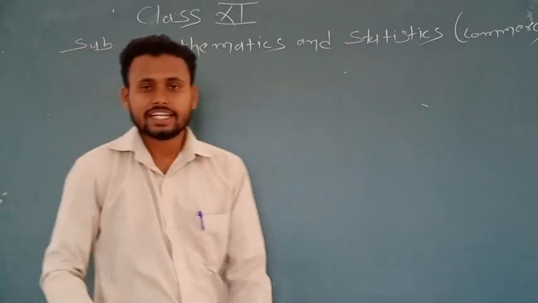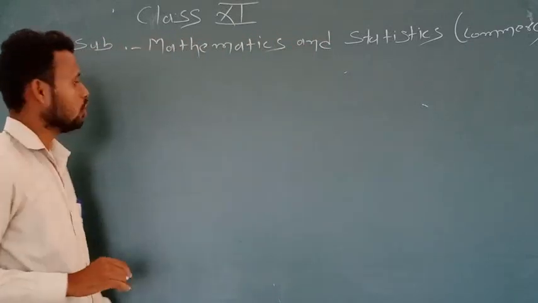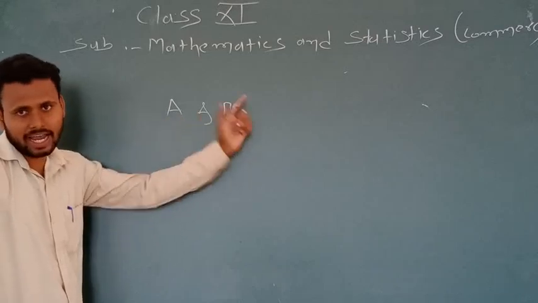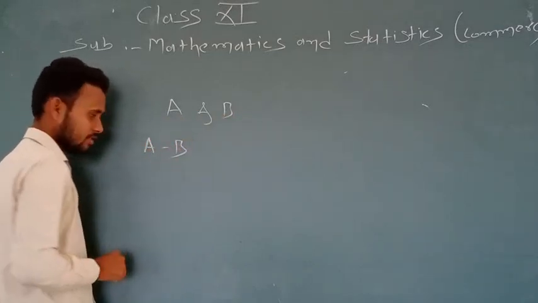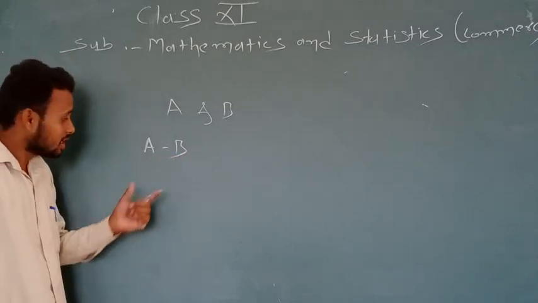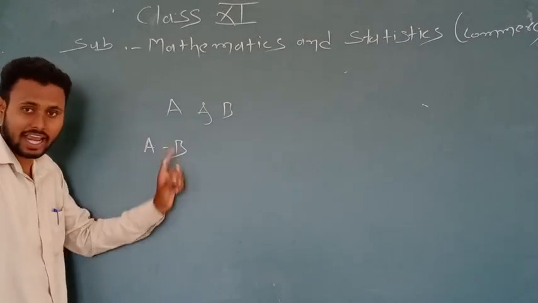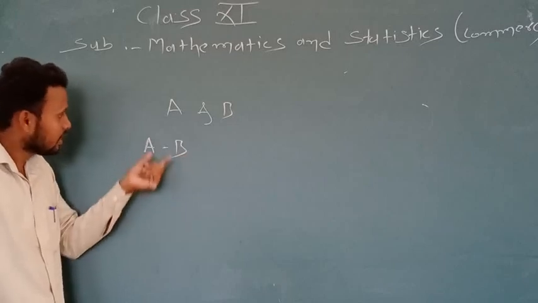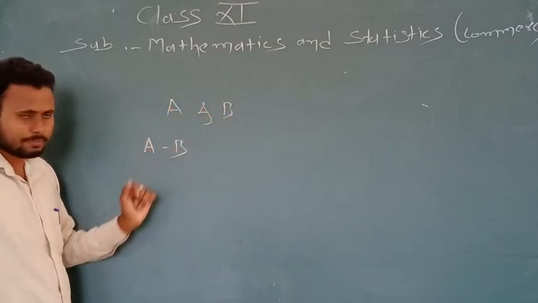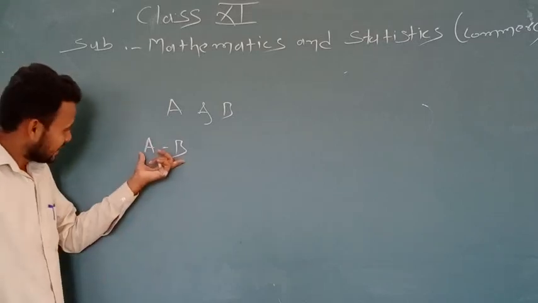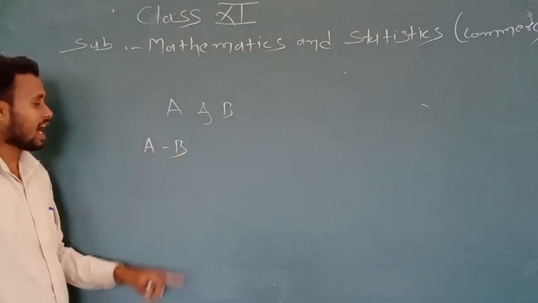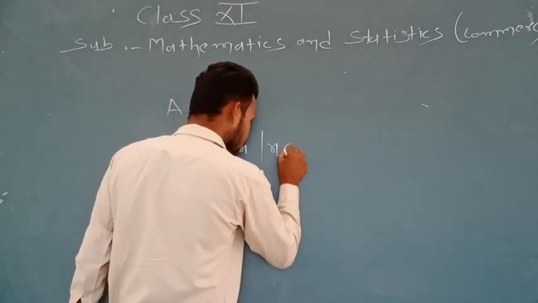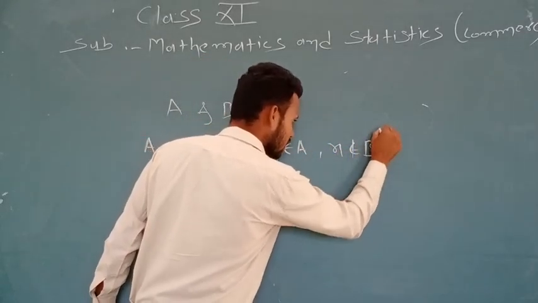Now next definition is difference between two sets. Suppose there are two sets A and B. Then A minus B is called the difference between A and B, and is the set of all points which belong to A but do not belong to B. This set contains the elements which belong to A but do not belong to B, that is, the set containing elements x such that x belongs to A but does not belong to the set B.